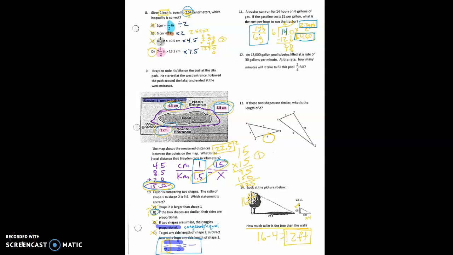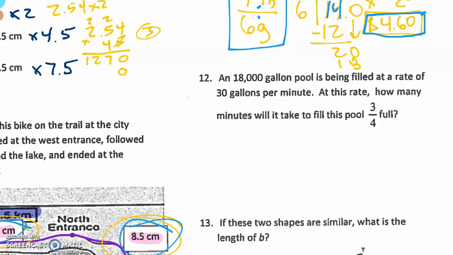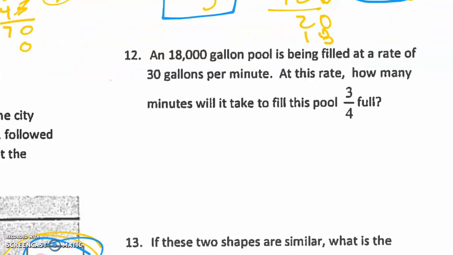All right, let's talk about number 12. Number 12 is a very difficult problem. There's a problem very similar to this on your test. It's multi-step, okay? So an 18,000 gallon pool is being filled at a rate of 30 gallons per minute. At this rate, how many minutes will it take to fill this pool 3/4 full?